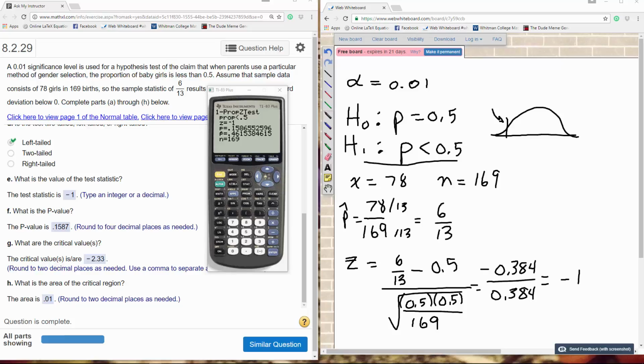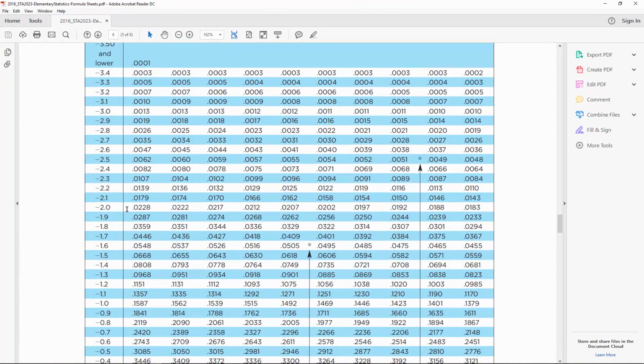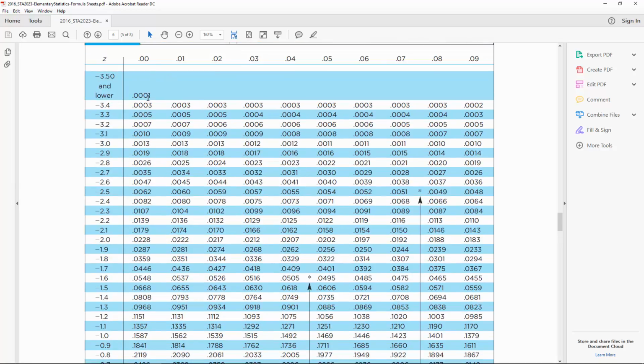And now, let's say you're still wanting to do this manually. Where did that p-value come from? If I look at my table and look up -1.0, so this is under the 0, notice there's the 0.1587.